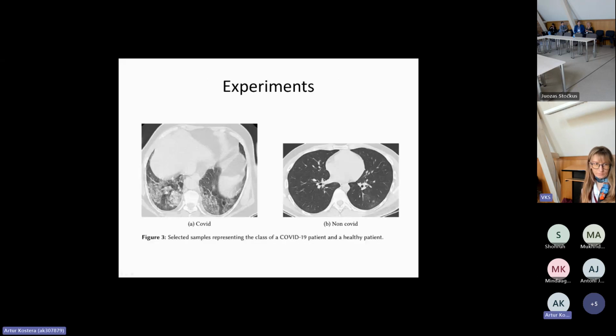The test used a database of computer tomography images from COVID and healthy patients. The data set consisted of 1,255 scans of patients with confirmed coronavirus and 1,229 scans of healthy patients. The set was randomly divided in a 70-30 ratio, where 70% of the data was used for training purposes and the remaining 30% for classifier validation.